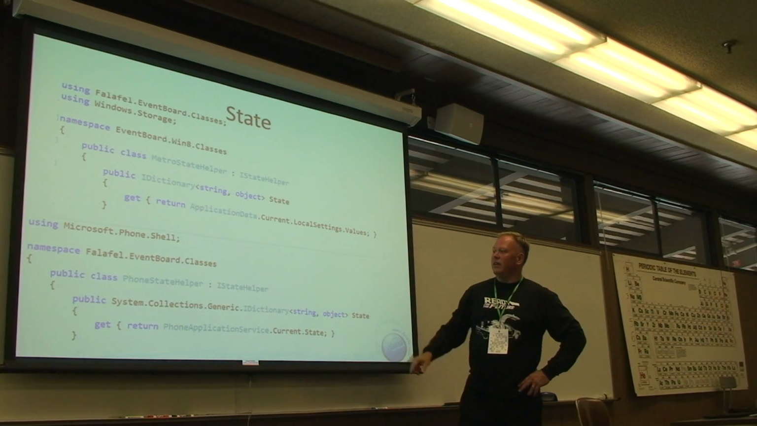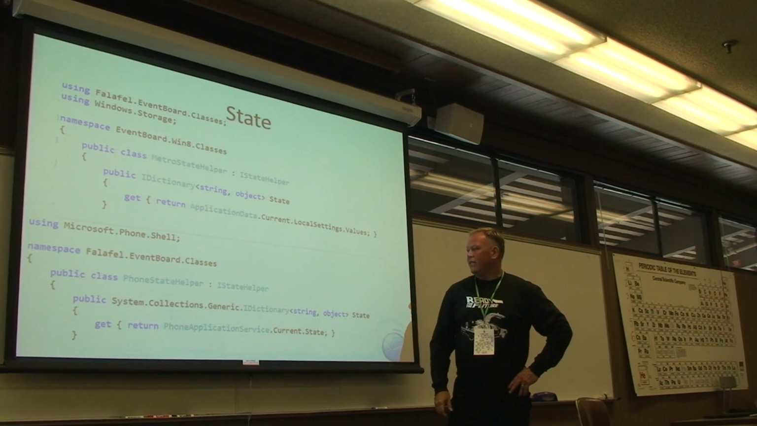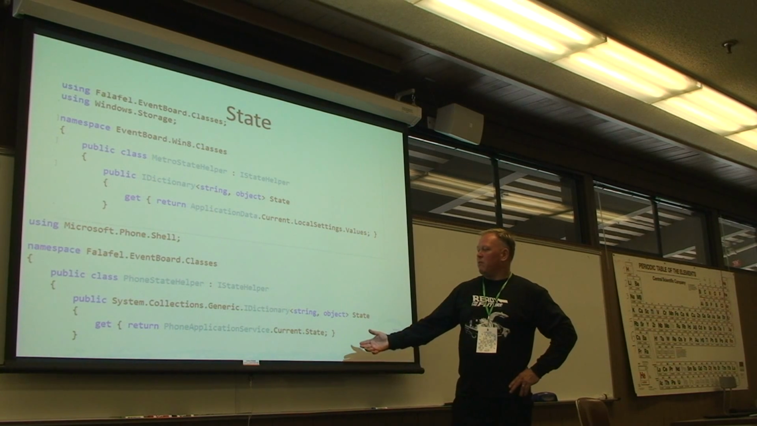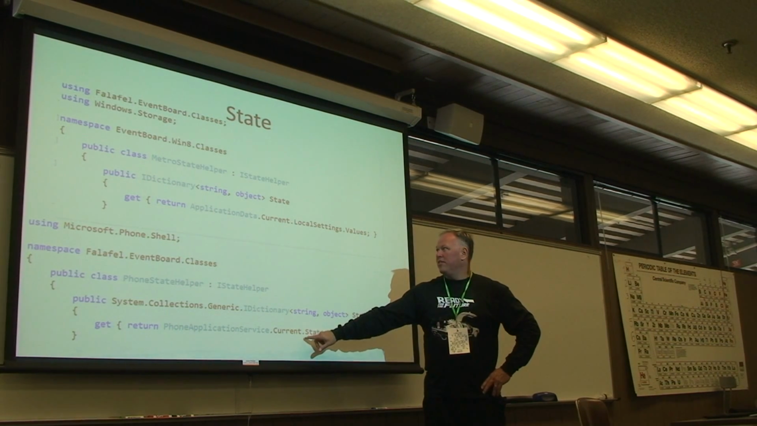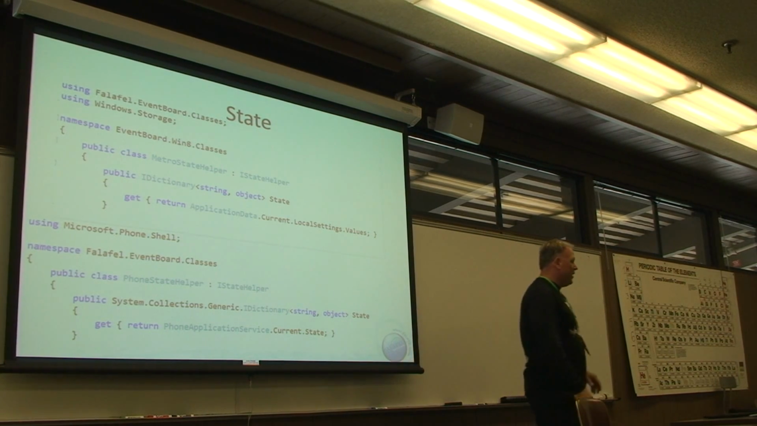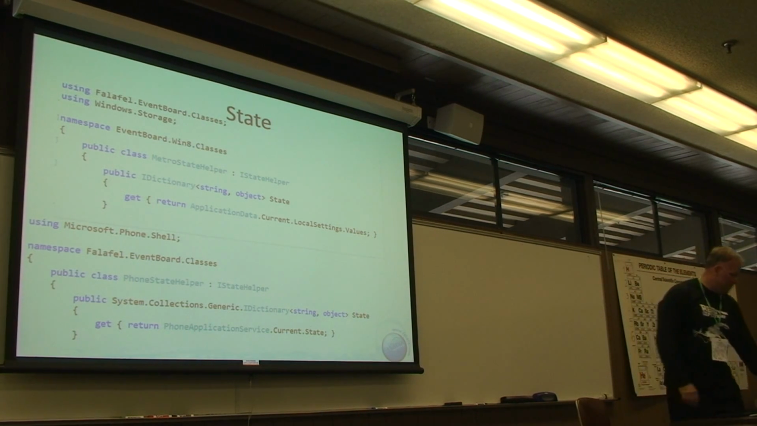So I just defined an interface called IStateHelper. IStateHelper just has a State property, and then on the one platform, my implementation does this, on the other platform, my implementation does that. And I just set this all up.